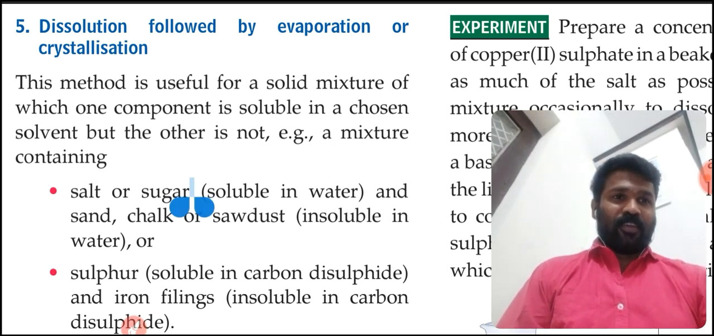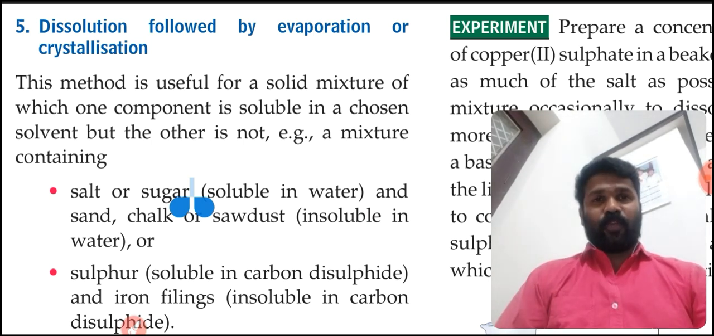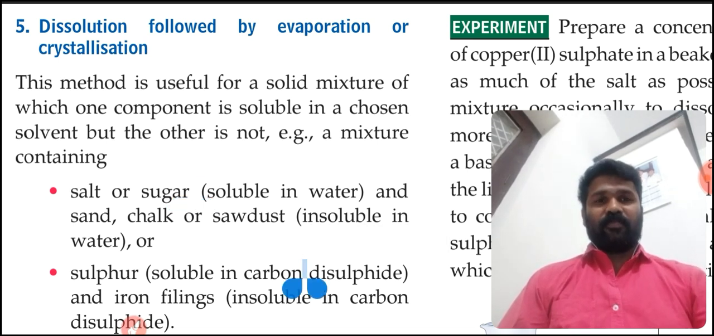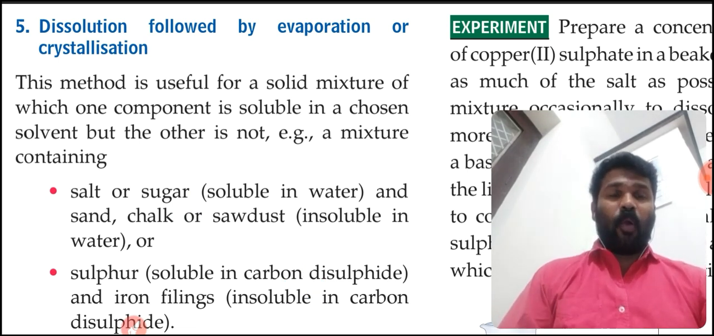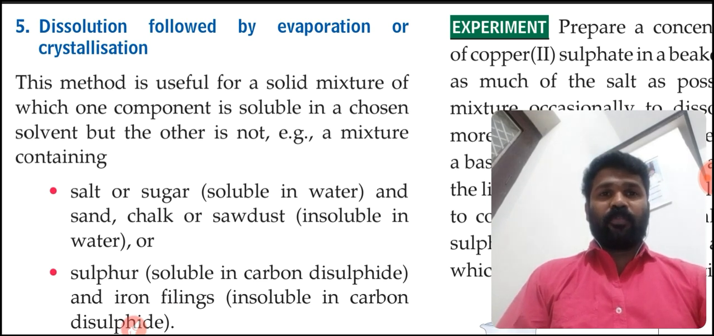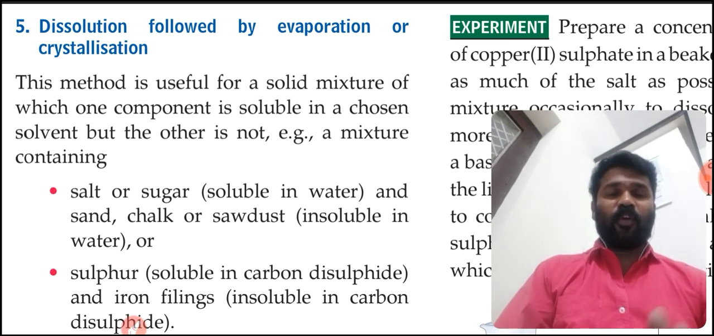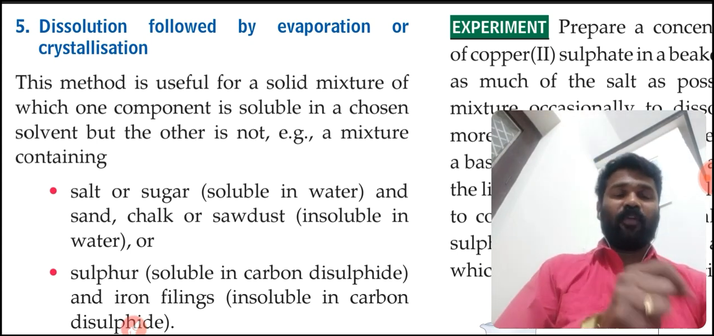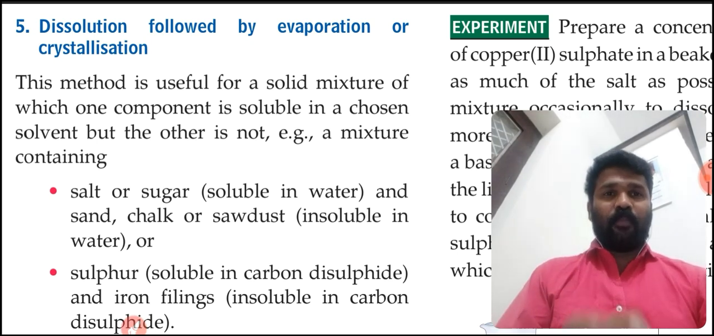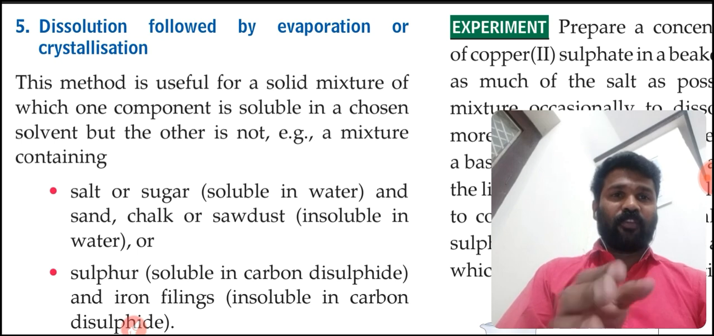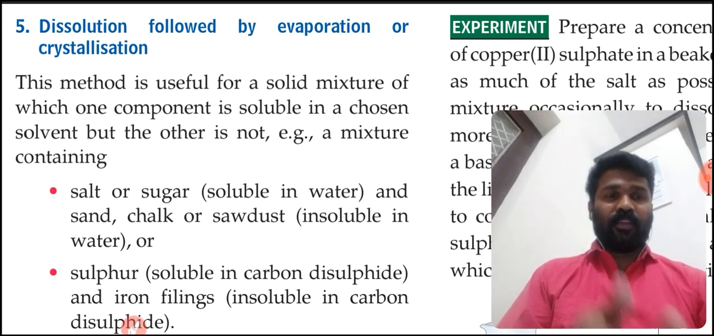Okay students. Now we are going to start our session today with the topic dissolution followed by evaporation or crystallization. This method is useful for a solid mixture of which one component is soluble in a chosen solvent but the other is not. Clear? In this type of mixture, one component will be soluble and the other is not.